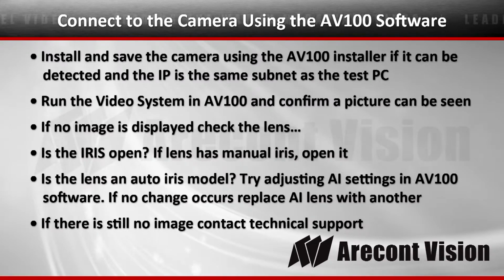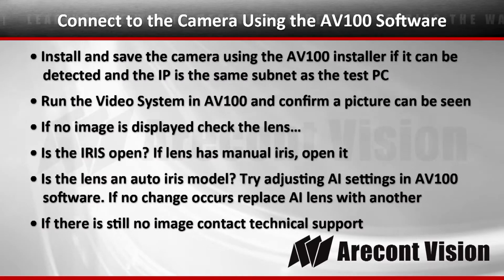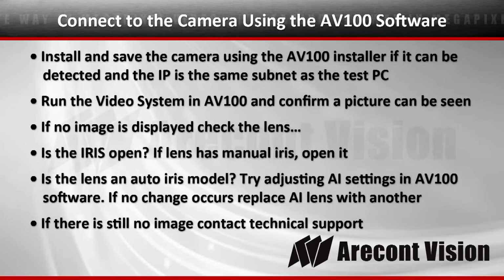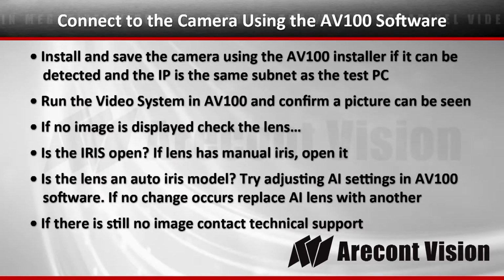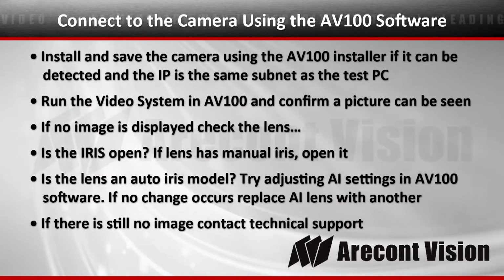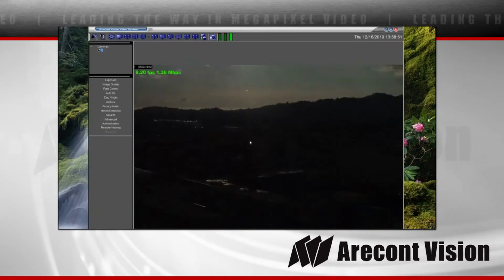Alright, to check the image, we want to install the camera like we just did. Then we want to run the video system in the AV100 and confirm if we can see a picture. If there is no image displayed, or it's a black picture, we want to check the lens and make sure the iris is open. If it's an auto iris lens, we might try adjusting the settings in AV100 or possibly remove it to see if we get a picture. And if there's still no image, we want to contact tech support.